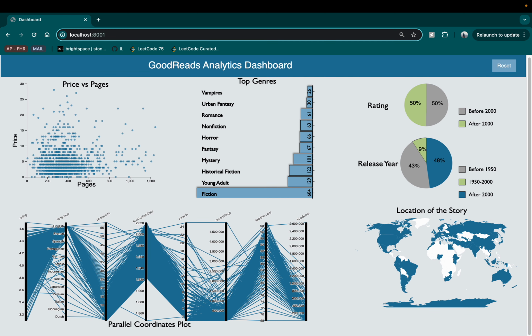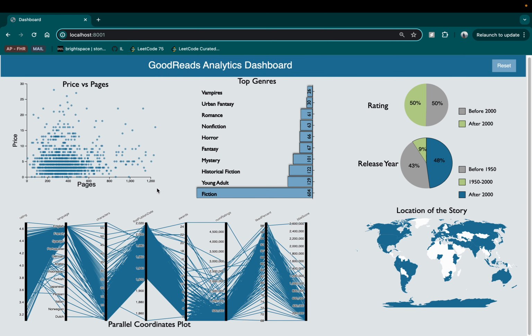The first one is a scatter plot between the number of pages and the price. The second one is a histogram between genre and the number of customers. The third one is rating, and the fourth one is release year. It's a timeline of the books, like the topic we choose.